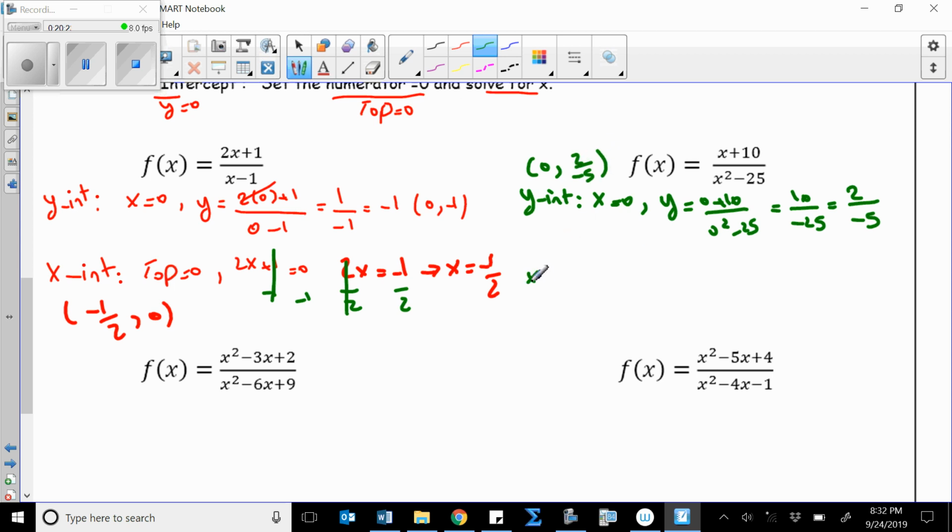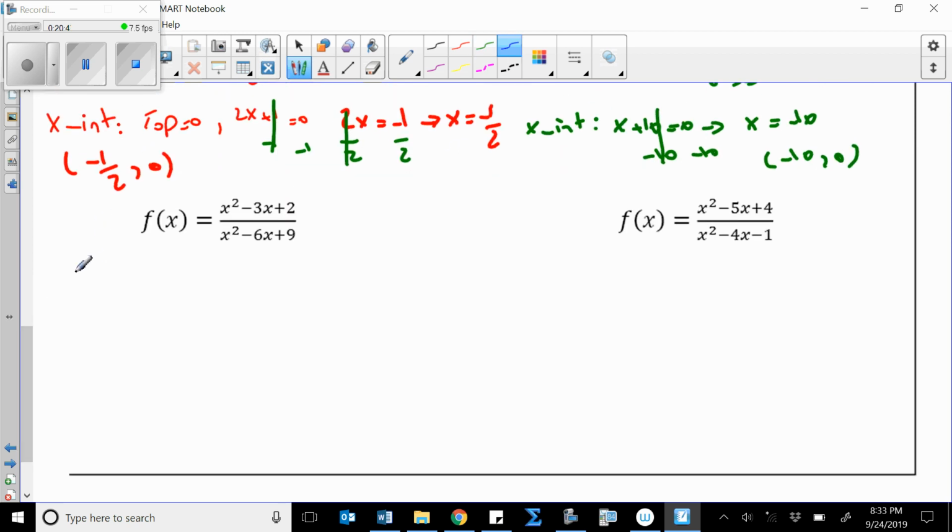Now what is my x-intercept? For x-intercept, you just set the top equal to 0. X plus 10 equal to 0. Then you solve for x. Subtract 10 from both sides. Then x will be negative 10. This is your x-intercept. Negative 10 and 0.